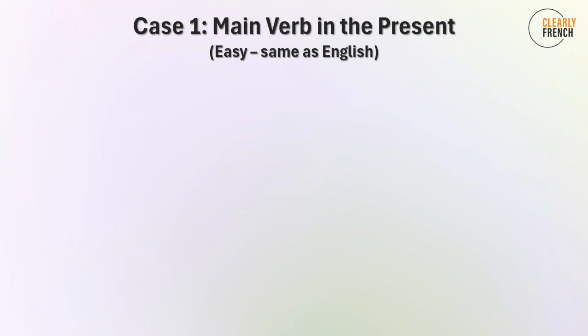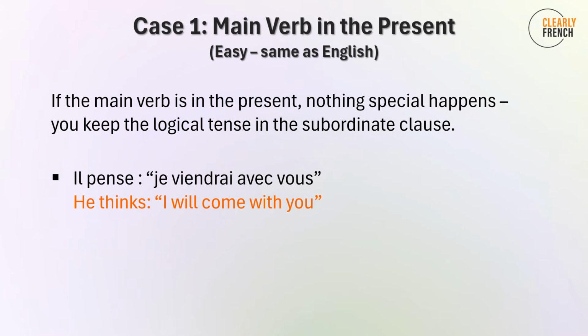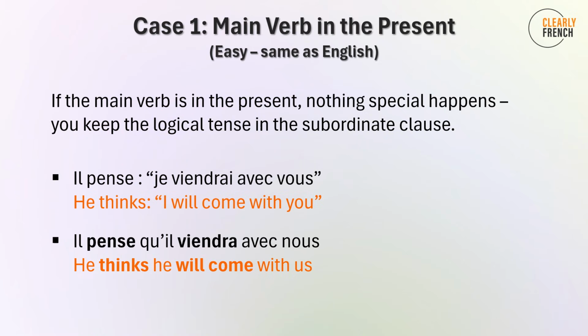Case number 1, that's easy because it's the same as English. The main verb is in the present. If that happens, you keep the tenses the same. Il pense, je viendrai avec vous. He thinks, I'll come with you. And you leave the tenses the same in the reported speech. Il pense qu'il viendra avec nous. He thinks he will come with us. All you've changed here, it's the you, which has become us. The tenses have remained the same.